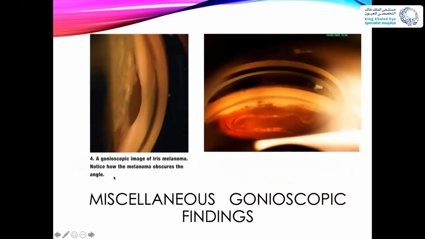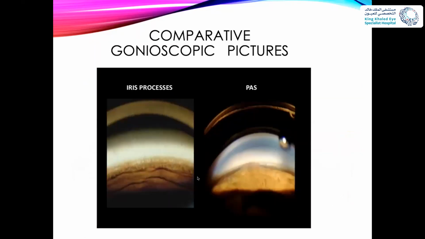Some other examples: you are able here to see the iris pigmentation, and this turns out to be an iris melanoma after investigating the patient and evaluating him. And this is an example of the haptic of the IOL being seen here against the angle, and this for sure requires repositioning of the IOL. Other examples, we have iris processes.